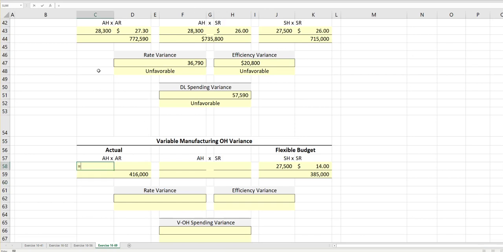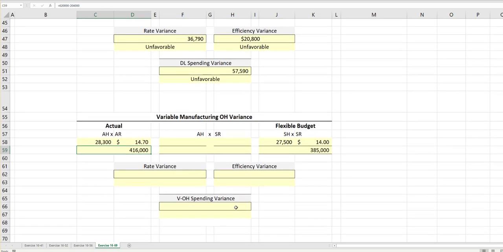Our actual hours, again, would have been the 28,300 because we're using direct labor. We can back into an actual rate. There's really no such thing, but for calculation purposes, we can back into it. Our total spending variance would have been the 416 minus the 385, 31,000. We spent more than we thought, unfavorable.